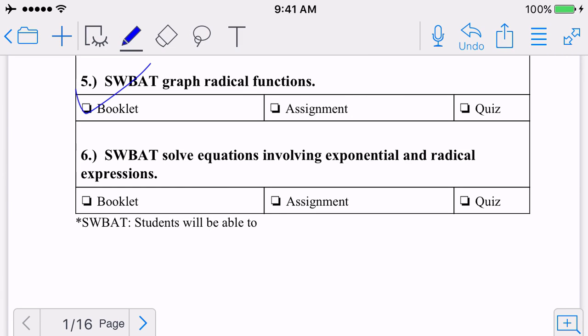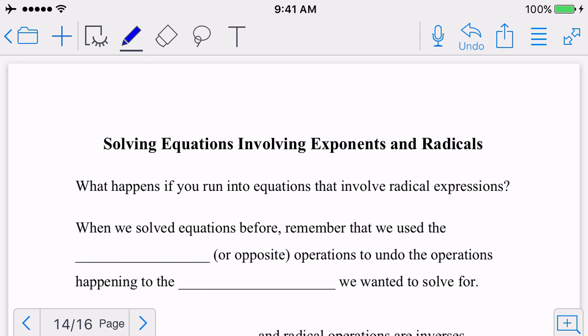All right, it is the last lesson for this unit on radicals. So what we are doing is solving equations involving exponential and radical expressions. So we're going to go back to solving some equations today. So go ahead and flip to page 13 for your last lesson.